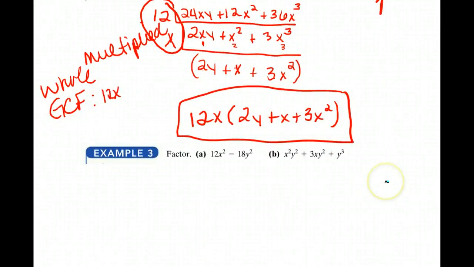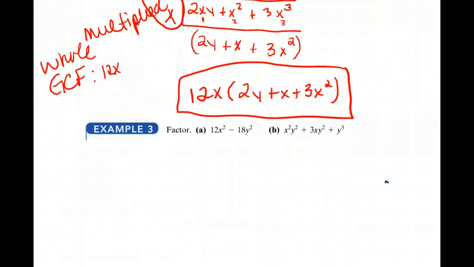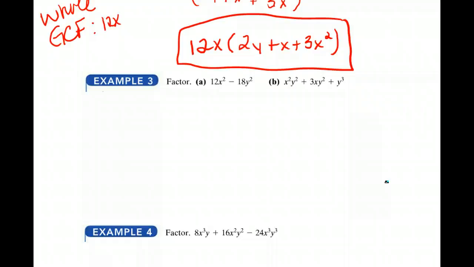Now let's go ahead and take a look at example 3. There are 2 parts to example 3. There's an A and a B. I'd like you to go ahead and try part A right now. Please pause the recording, try part A, and as soon as you're ready, we will check your work together.